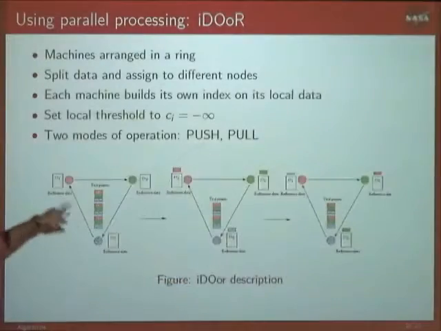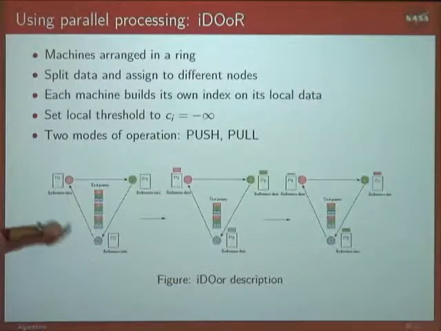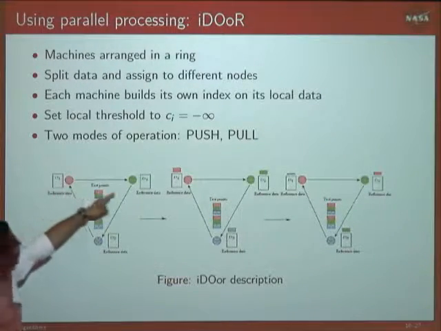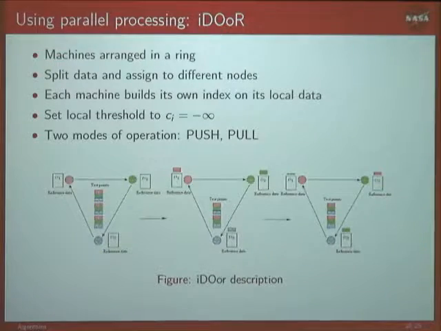And there are two modes of operation of the algorithm. One is the push and the other is the pull. So here is the scenario. So these are the nodes, and we are assuming that the message goes in this order and comes back to this guy or this guy or this guy, depending on who initiated the computation.